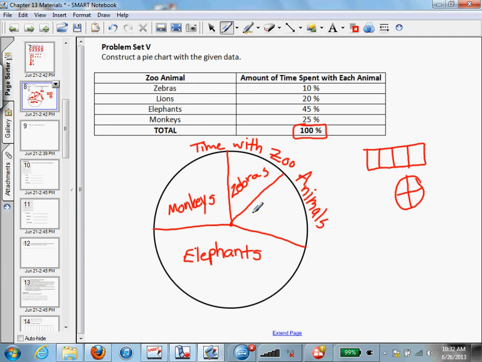And you can use Excel to make very nice looking graphs, such as what we've looked at so far, or even better looking pie charts. But this is a sketch of what your pie chart should look like.